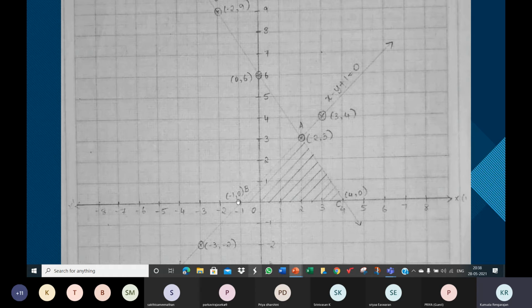This is a segment of the x-axis. This is a segment of one line. This is the segment of the other line. And the coordinates are (2, 3), (-1, 0) and (4, 0). Of course, to get the lines, you'll have to plot 3 points. You'll have to make the XY table. We have to create the XY table, plot the points and join to get the lines.